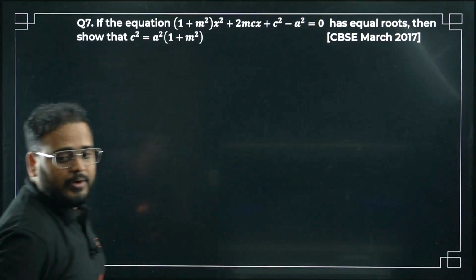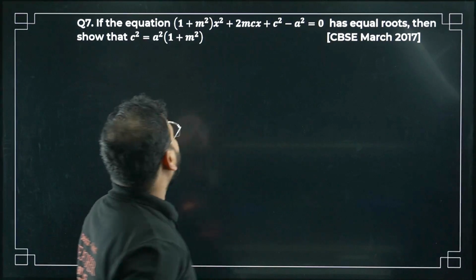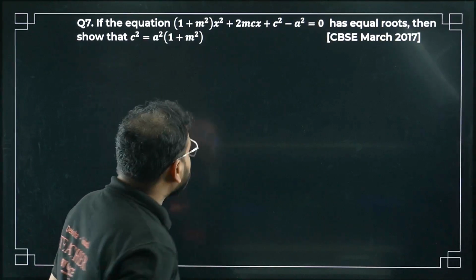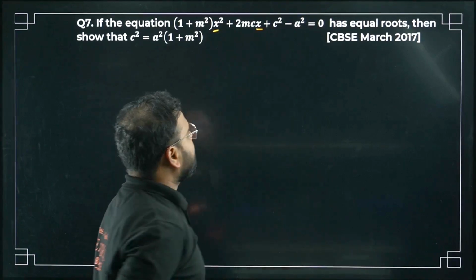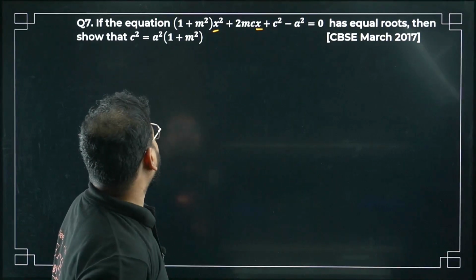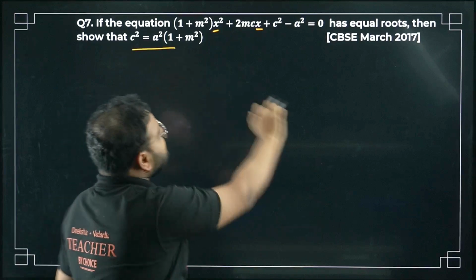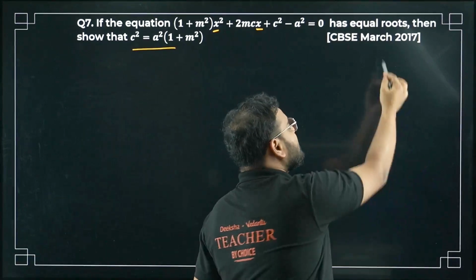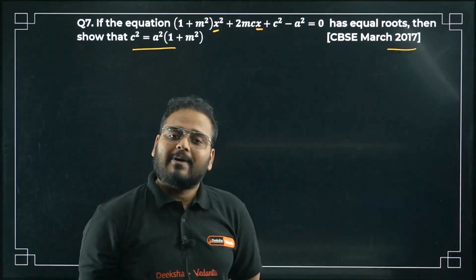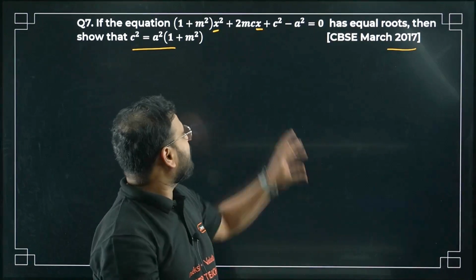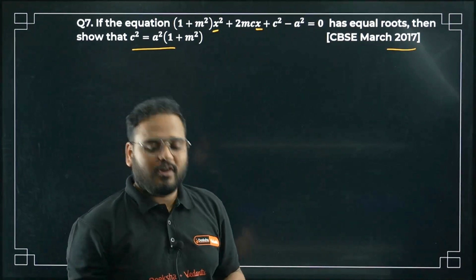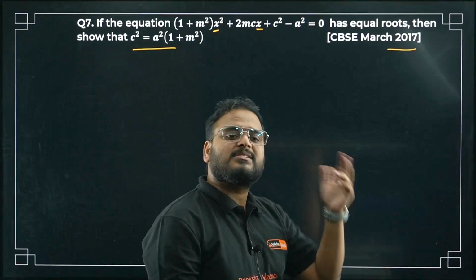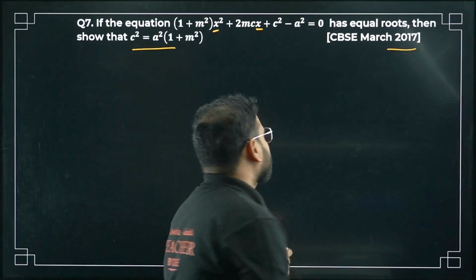The equation over here is a quadratic equation in x: x square, x and the constant term, has equal roots, so that this condition is true. Asked in CBSE 2017 paper. Why have I taken this question? Because looking at this makes it look difficult, but actually it is very simple. I'll show you when I solve it. I know you must have solved it somewhere, but still let's solve this question right now as well.